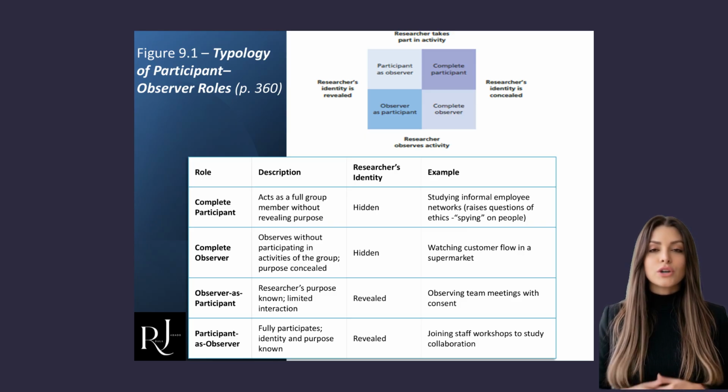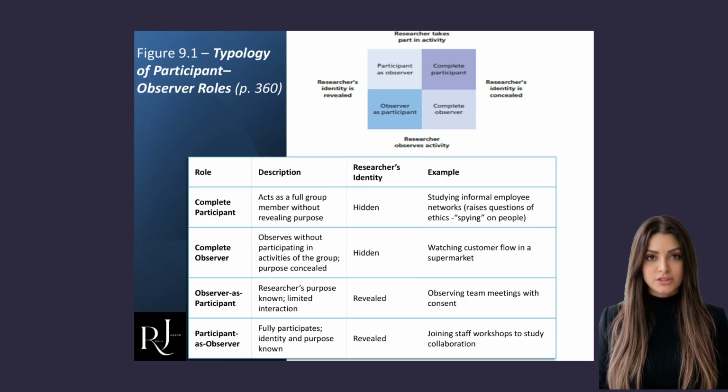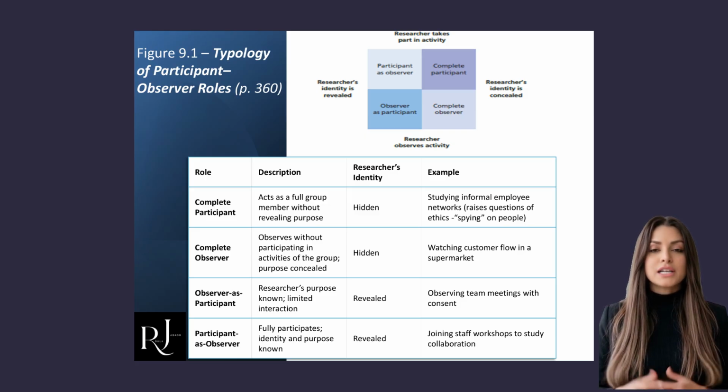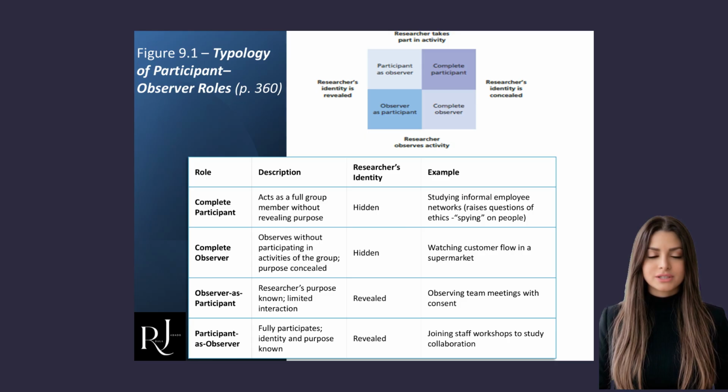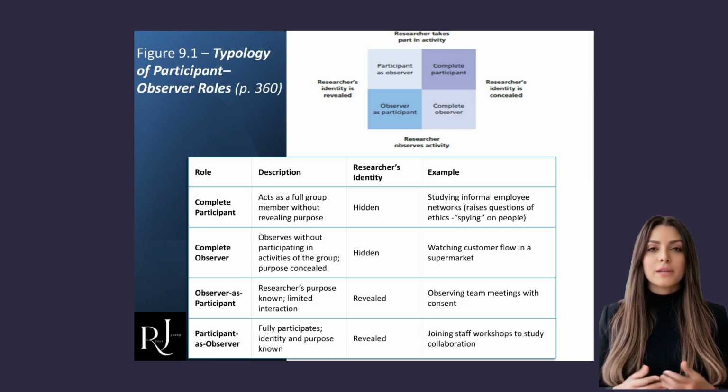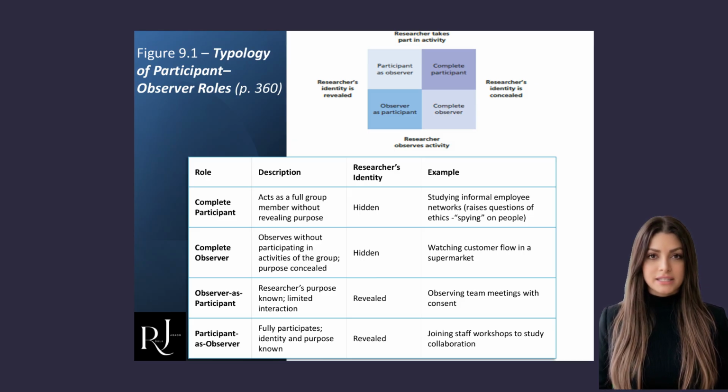Then we move to the revealed identities. The observer as participant is known to be a researcher, but their interaction is limited. You might be observing a team meeting with everyone's consent, but you aren't contributing to the agenda. You are a guest in their world. For example, in a software development team's weekly planning meeting, you can sit in and watch how they discuss project timelines and task assignments, but you don't actively join the conversation.